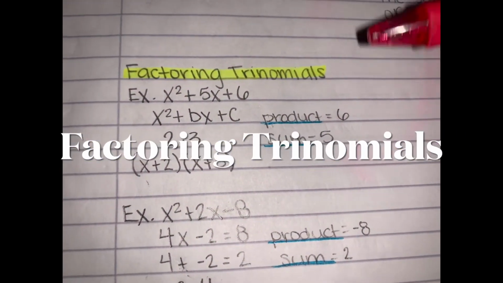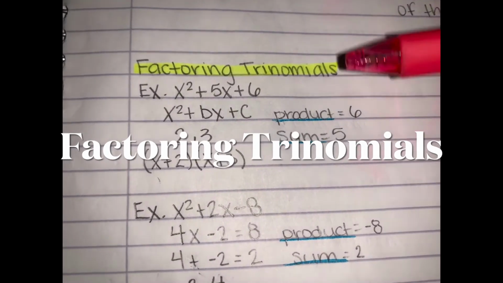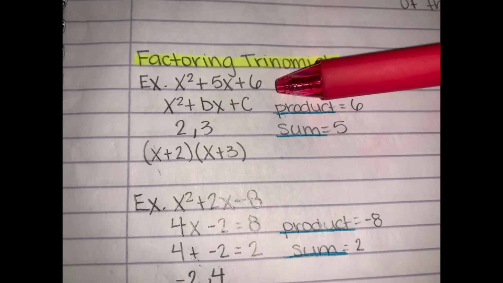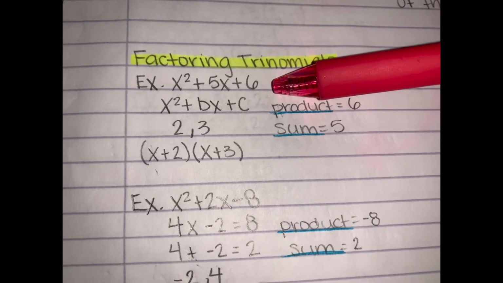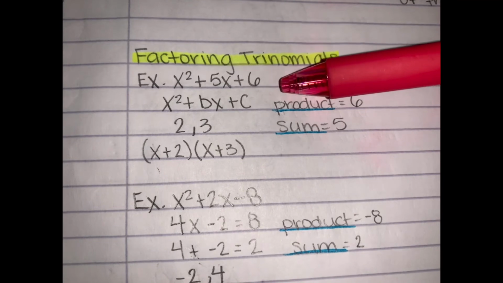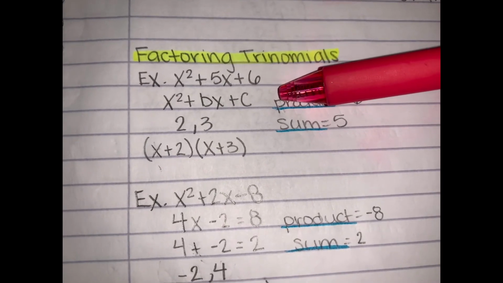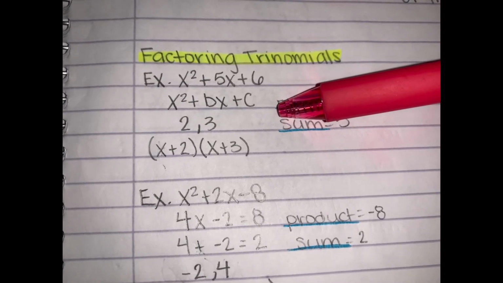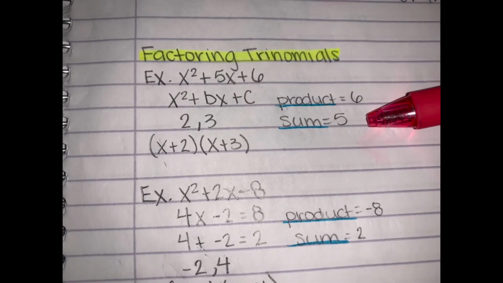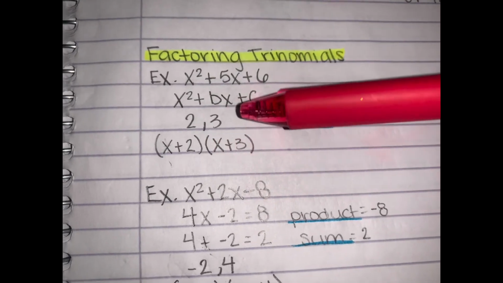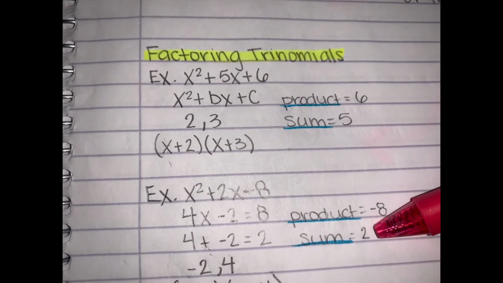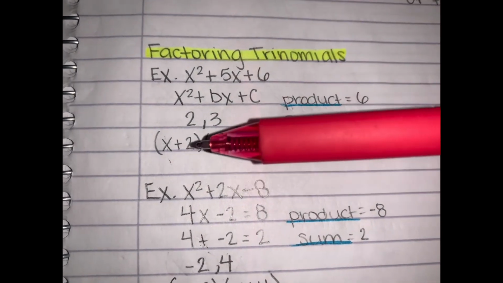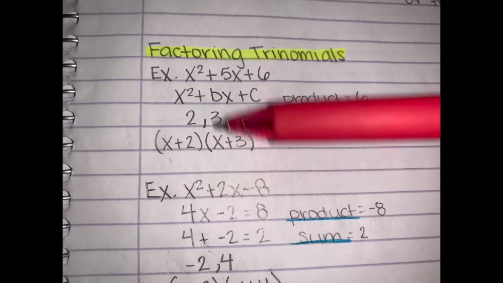So for the third part, we have factoring trinomials, and for my first example, I wrote x squared plus 5x plus 6. And so what I did was consider the form of x squared plus bx plus c, and then I found a pair of integers whose product is c and whose sum is b, in the case that the product is 6 and the sum is 5, which would be 2 and 3. And then I wrote the factored form using these integers, which would be parentheses x plus 2 parentheses x plus 3.